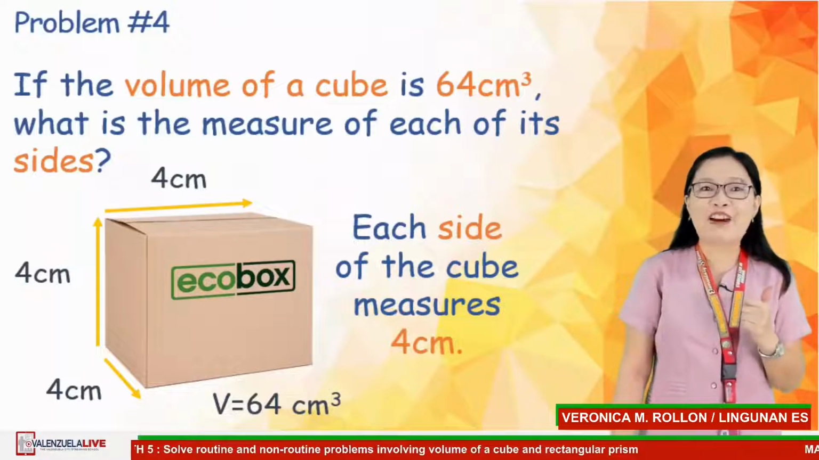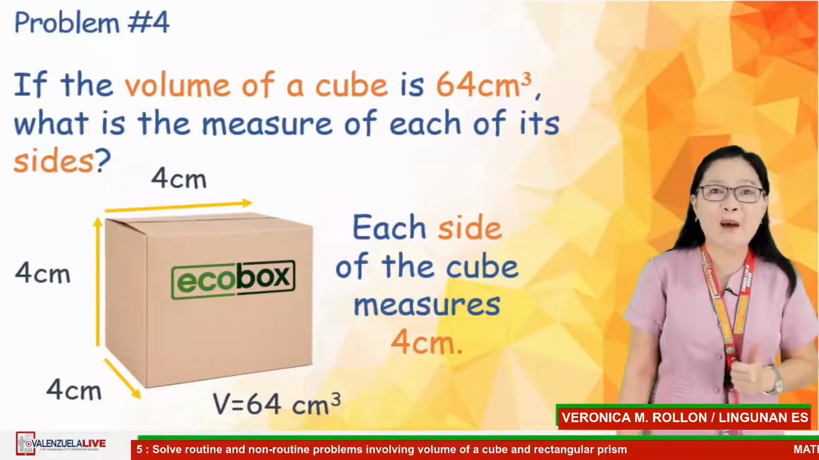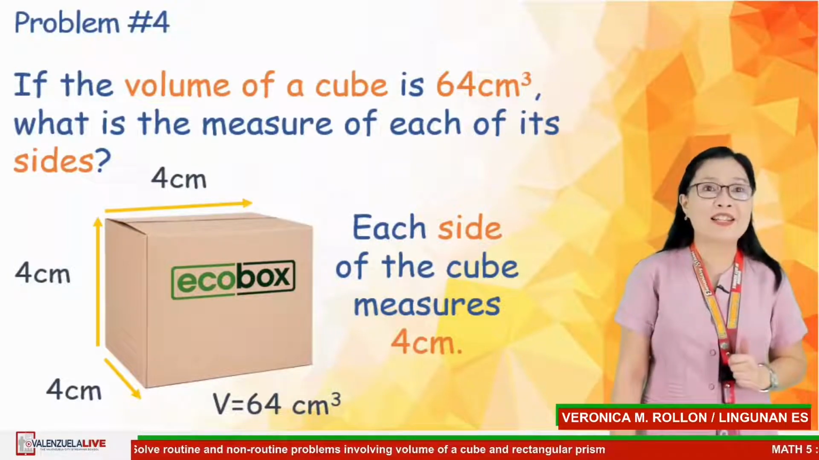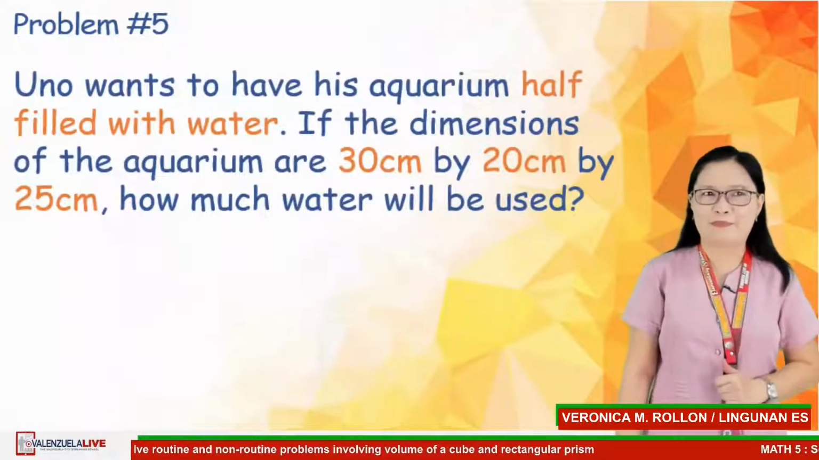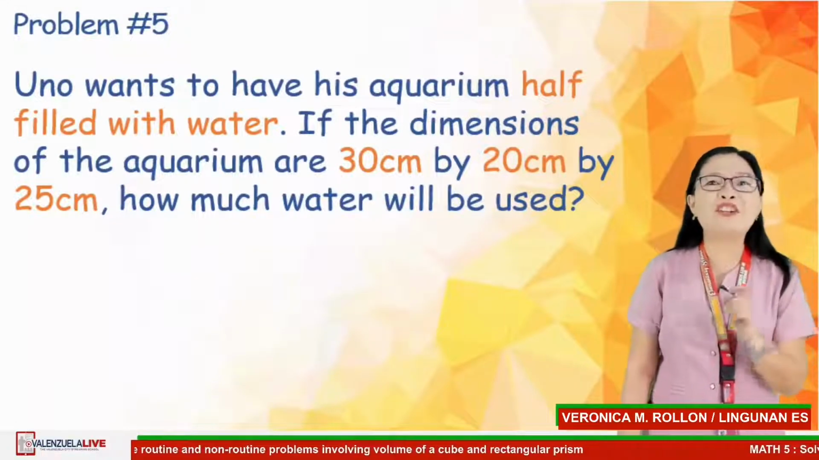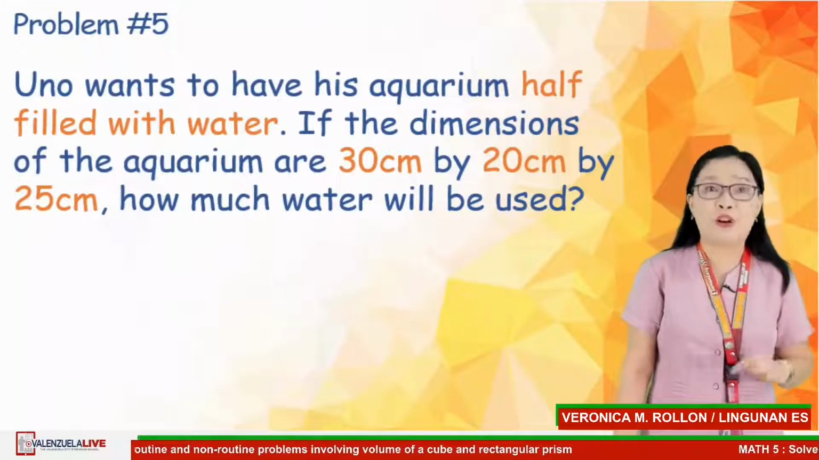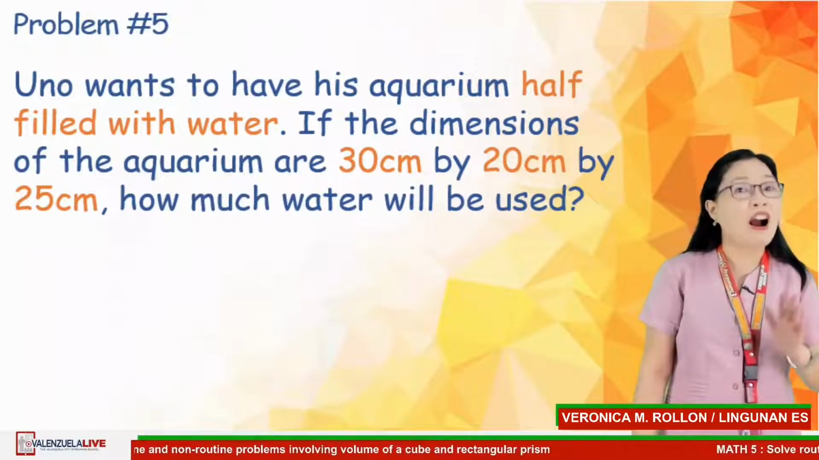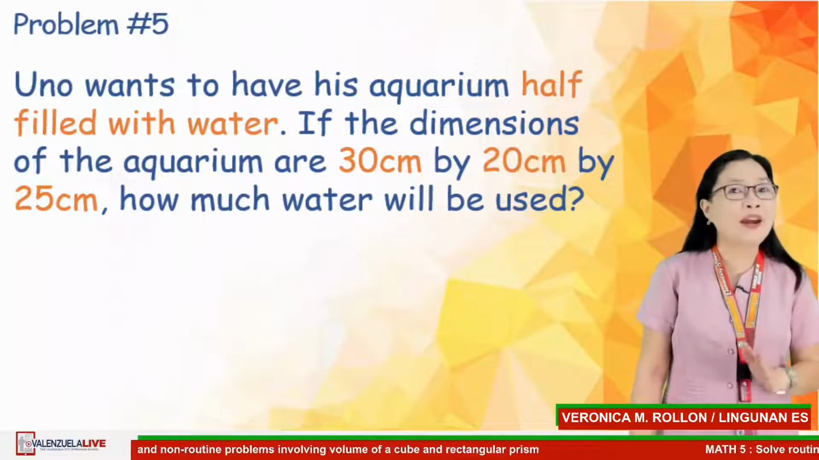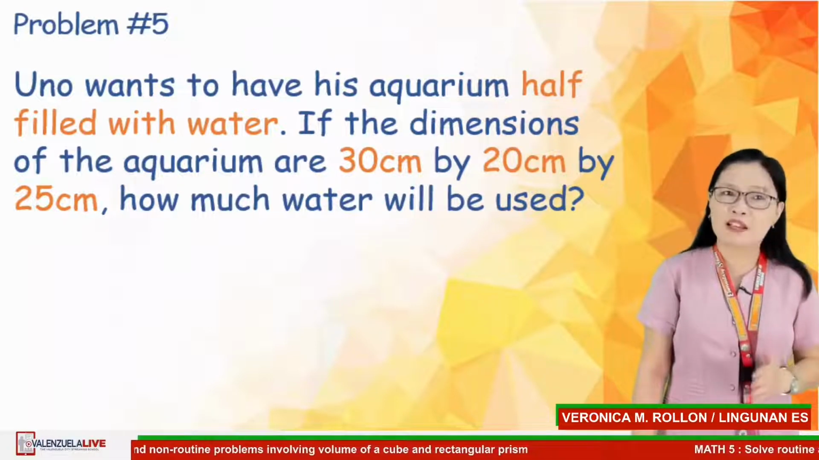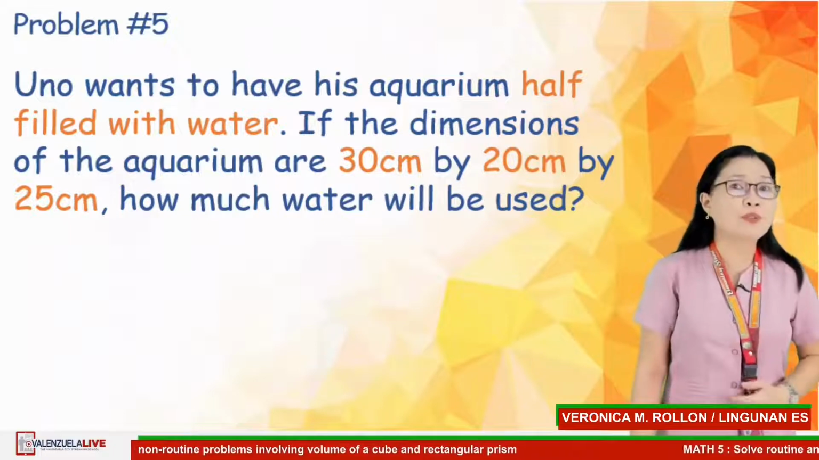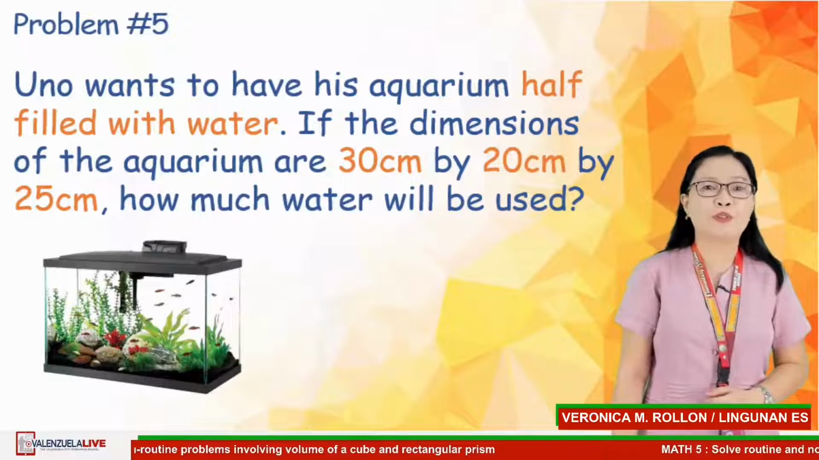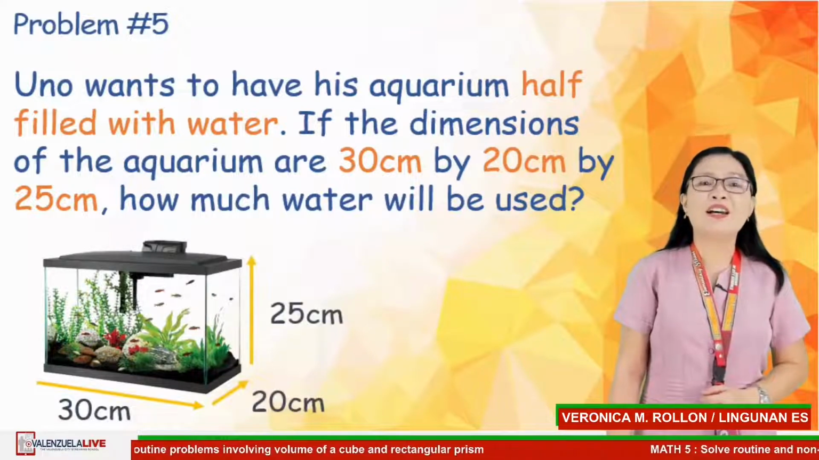Are you ready, grade 5 math learners, for another example? Did you understand? Now, let's have our last example, problem number 5. Uno wants to have his aquarium half filled with water. If the dimensions of the aquarium are 30 centimeters by 20 centimeters by 25 centimeters, how much water will be used? This is the aquarium of Uno. So, this is the measurement.